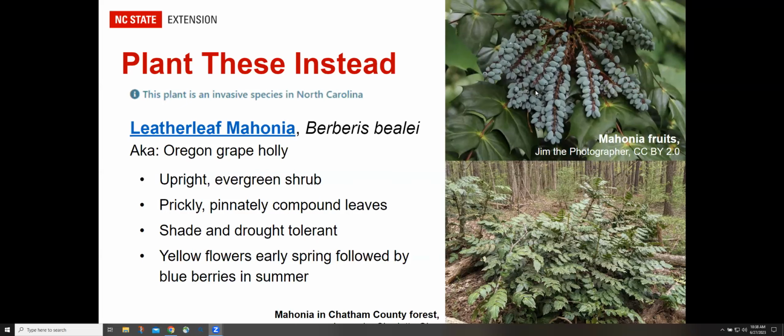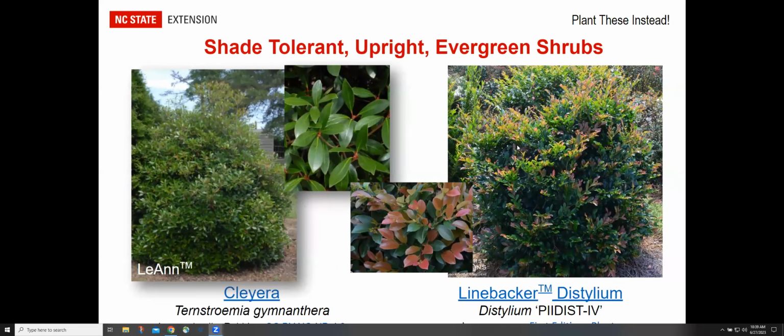And the top picture shows those berries, which the birds love, that are ripening now, most likely, if they haven't already ripened. So if you have this plant in your landscape, you want to go out and check it. And if there are berries on it, just please cut them off. And consider replacing it with something along the lines of one of the shrubs we're looking at here.